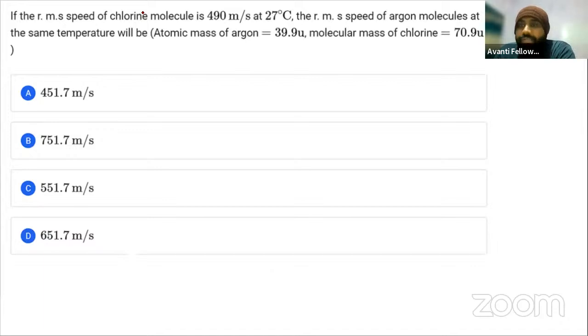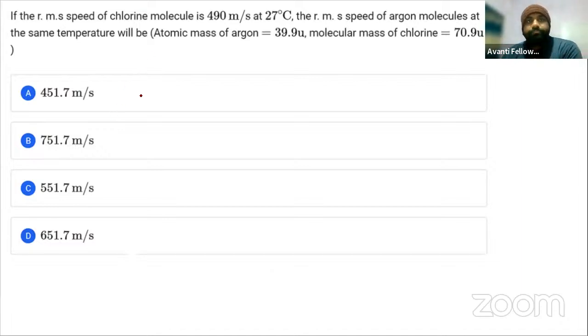But chlorine cannot exist as a single atom. It is a diatomic gas. So for a diatomic gas, which means two atoms of chlorine, it will form what? It will form a molecule. So that is why the molecular weight or molecular mass of chlorine is given to you. Okay, hope you got it.